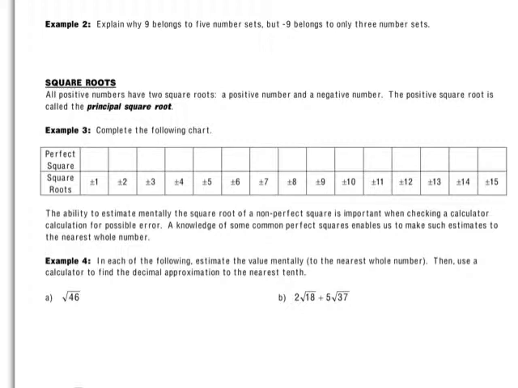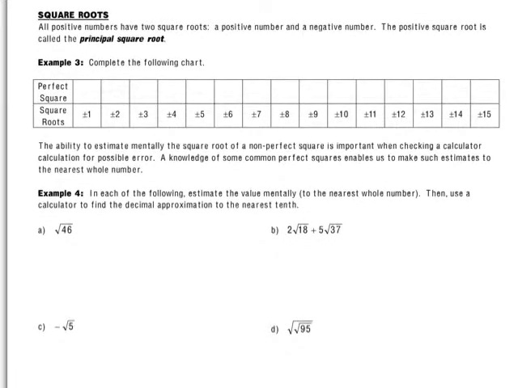Okay, moving on to square roots. We've kind of looked at this already a little bit. So all positive numbers have 2 square roots, a positive and a negative number. The positive square root is called the principal square root. Let's just talk a little bit about what this definition says. If I take 4 and I square it, I get 16. If I take negative 4 and square it, I'll put it in brackets there, I also get 16. So then the square root of 16 must equal positive or negative 4.